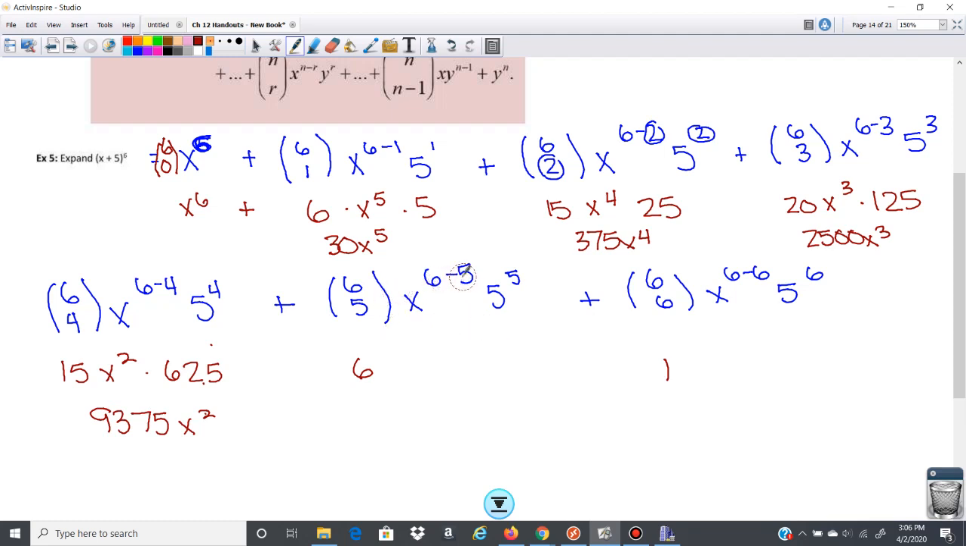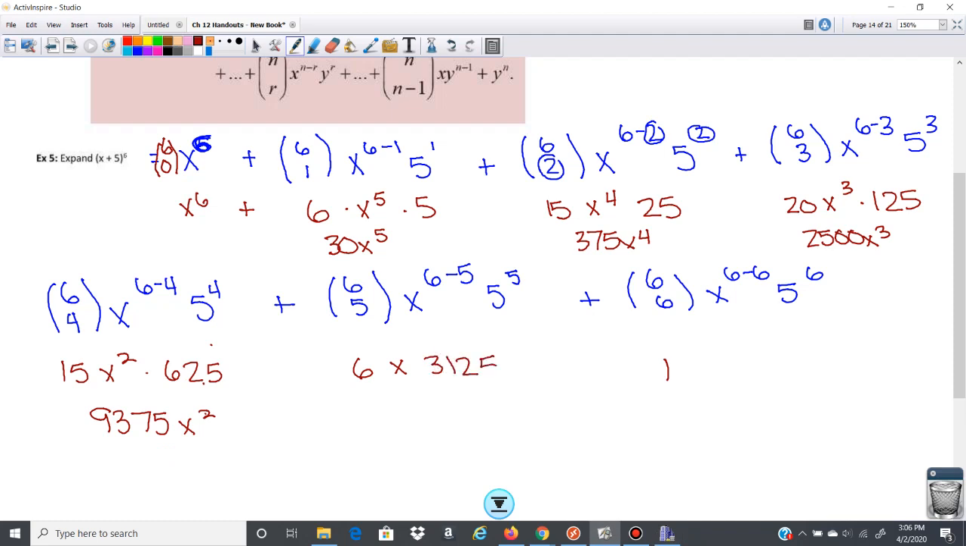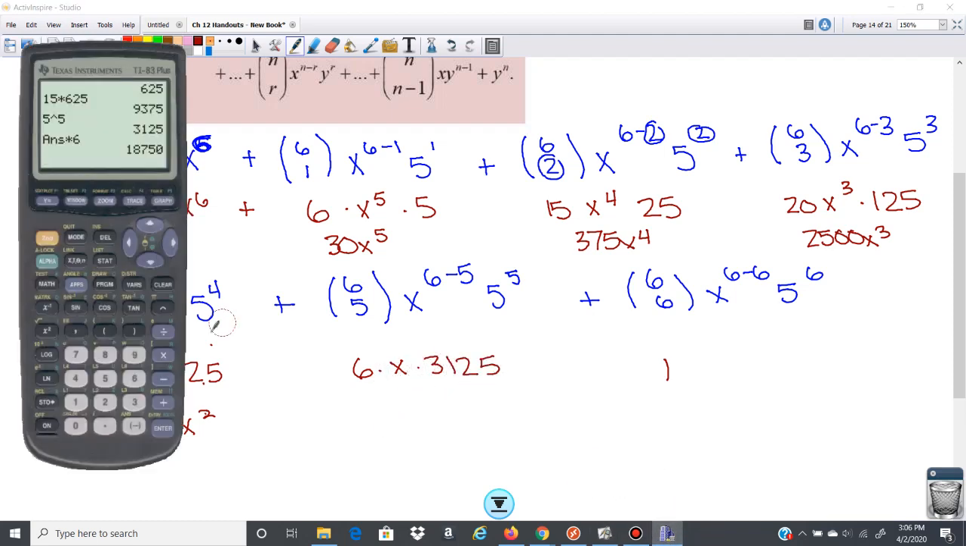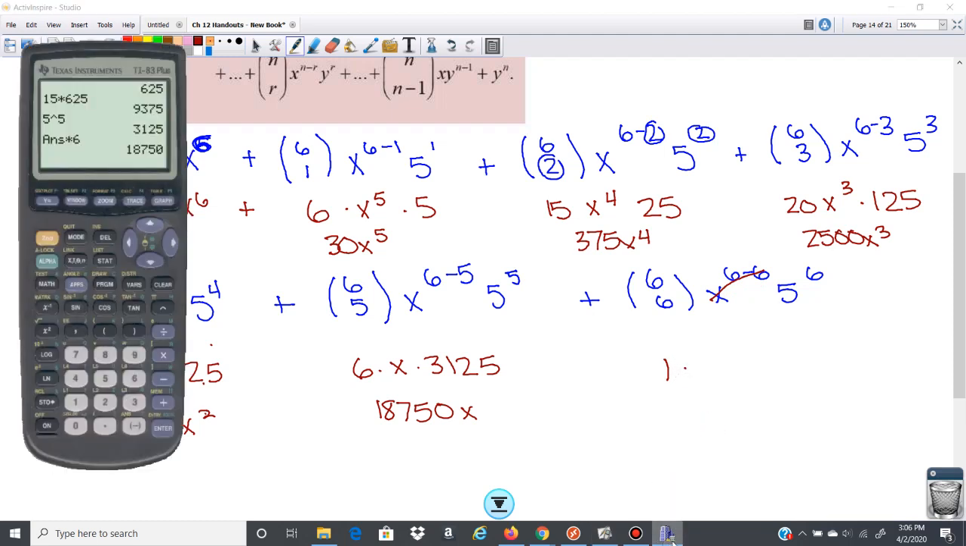Okay, then here we've got x to the 6 minus 5, so that's just x to the 1st. 5 to the 5th is 3,125, and then I'm going to multiply that by 6. That gives 18,750 x. And then this is x to the 6 minus 6, so that's x to the 0, so that's just going away. And this is 1 times 5 to the 6, which is 15,625.